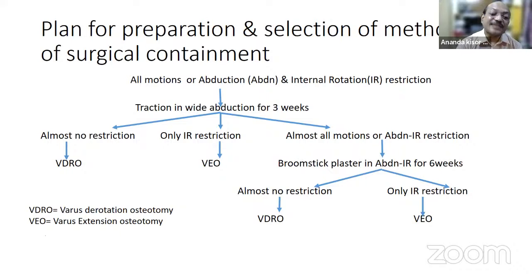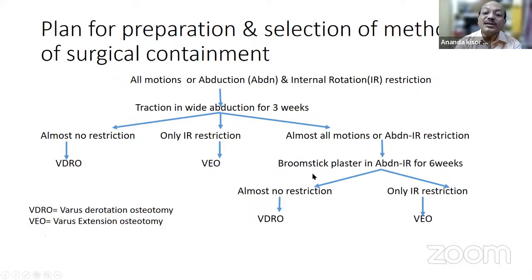After 3 weeks, we examine again. After 3 weeks of traction and absolute bed rest, if there is no restriction of other movements except abduction and internal rotation, we go by VDRO, that is the varus derotation osteotomy. If only internal rotation is restricted, then it is varus extension osteotomy. Whereas if all motion is still restricted even after 3 weeks, or it is not relieved, then we can make a trial of broomstick plaster in abduction and internal rotation for 6 weeks.